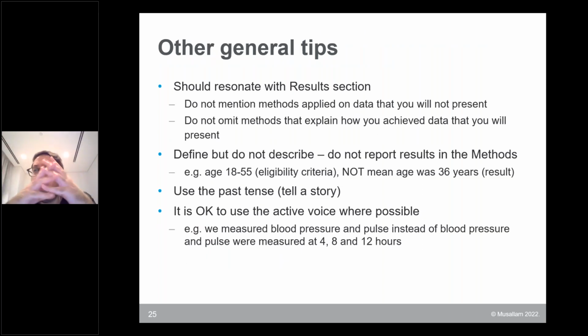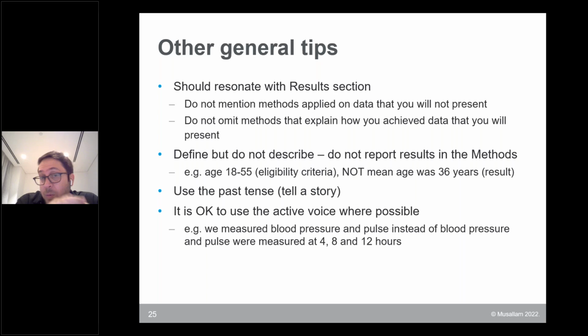Some general tips. The methods section should resonate. It's a mirror image of your results. So do not mention methods that you applied but are not going to show the data of. If you said we measured blood pressure for all patients, but you don't show the values of the blood pressure, why mention it to begin with? But also don't omit methods, so that suddenly someone is reading in the results and finds that you did a certain blood test, but you didn't even mention it in the methods.